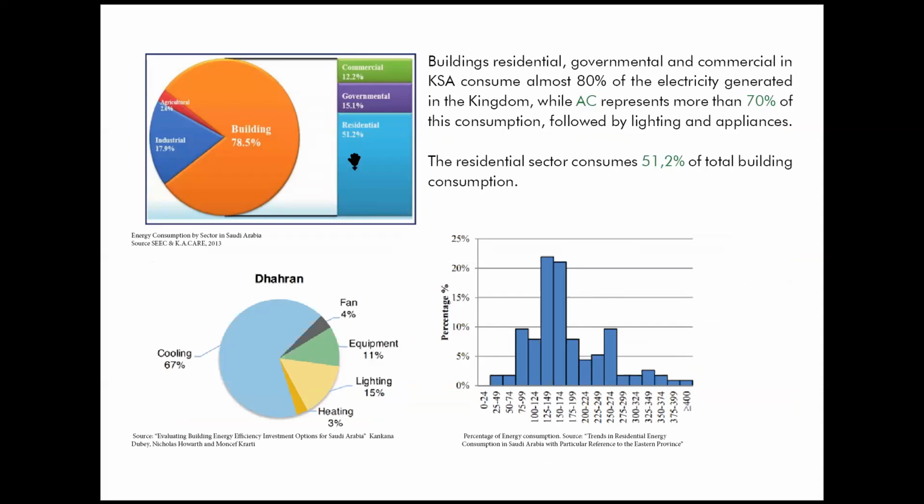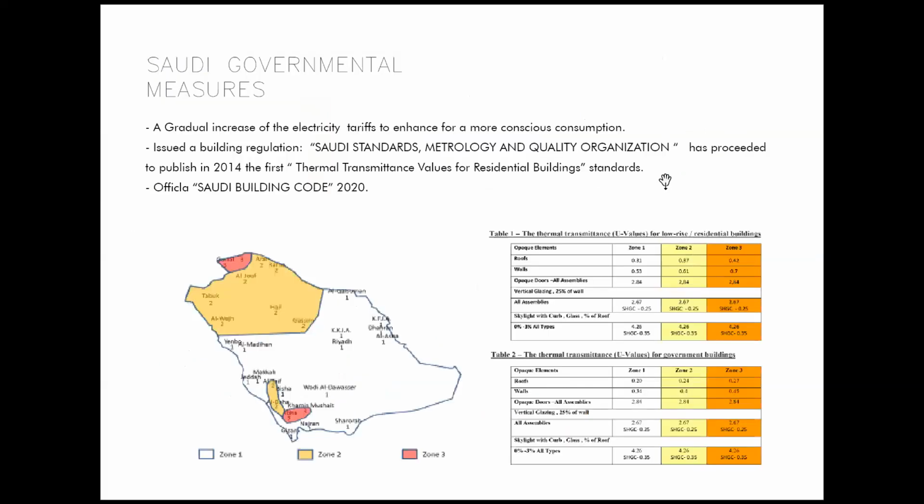Here we have some statistics showing how high primary energy consumption in Saudi Arabia is. Residential and government buildings in general are consuming almost 80% of the electricity generated in the kingdom, while AC represents more than 70% of this consumption. That's a very high number. The residential sector alone is about 51%, which is also a very big number, and we are not talking about industrial or production consumption.